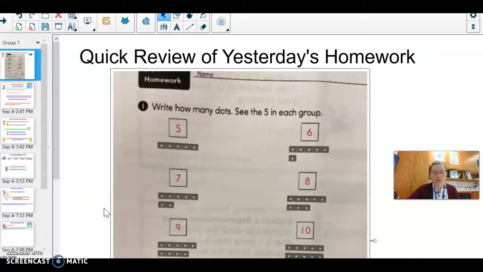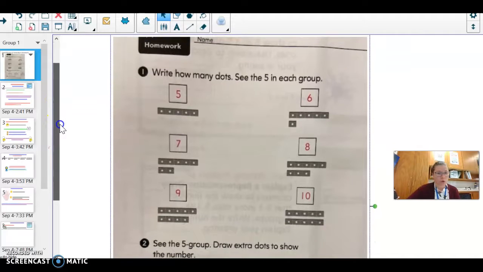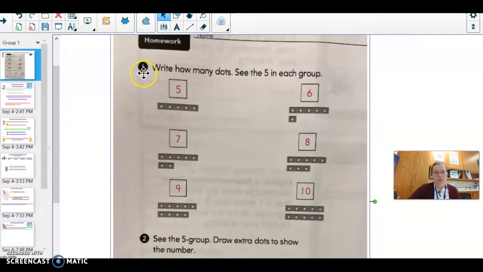Welcome back, virtual first graders. To get started today, we're going to do a quick review of yesterday's homework just to make sure everybody is comfortable with what we're working on. So for the first set of problems, we were counting the dots and looking for the 5 group in each.